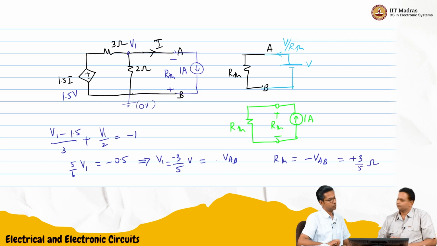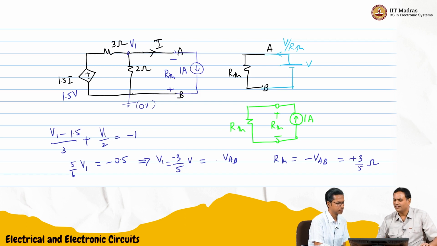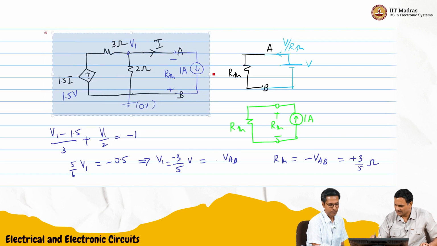So correct, no? Correct. Okay. If I had applied the current in this direction also, you would have got the same answer. Actually, we can try it out. Well, let's quickly do it. Let's apply the current in the other way. We'll see what happens. So I'll take the same circuit.